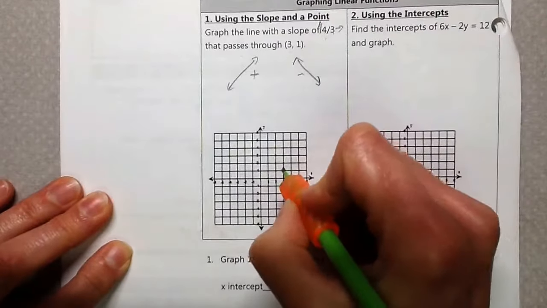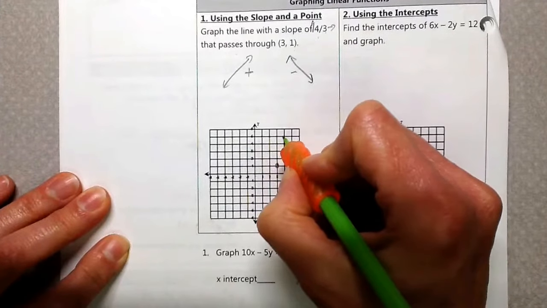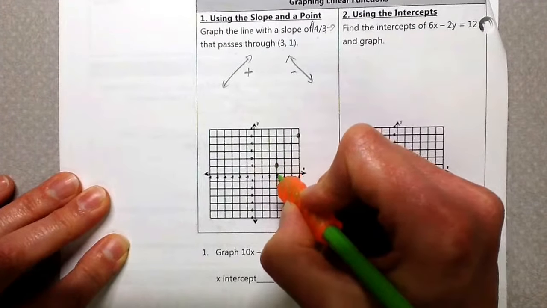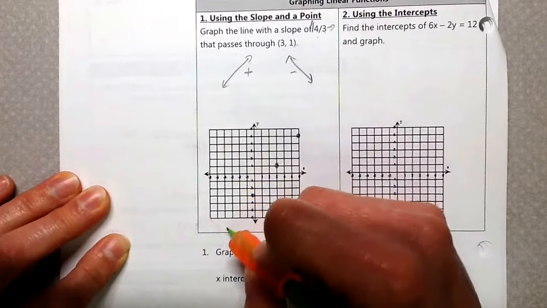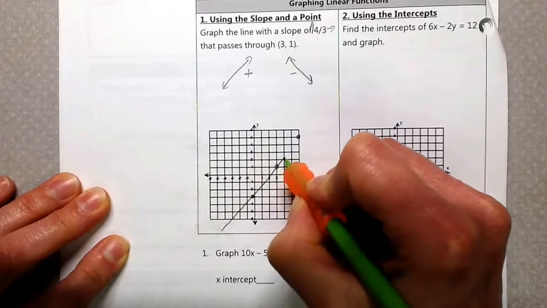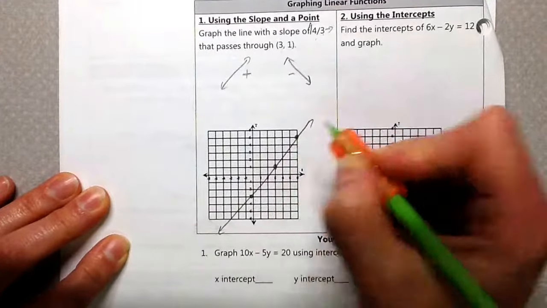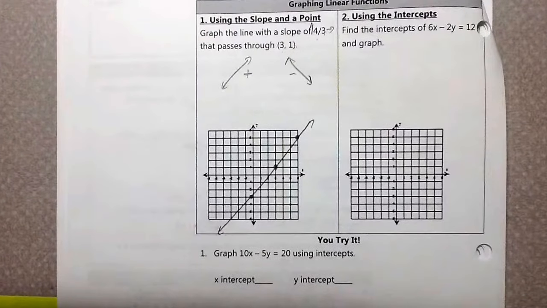So from here, we're going to go up 1, 2, 3, 4, and over 1, 2, 3. And then I can also go 1, 2, 3, 4, and over 1, 2, 3. Now, it really only takes 2 points to make a line, but the more points you have, the better line you'll get. Okay, so that's graphing with a point and a slope.